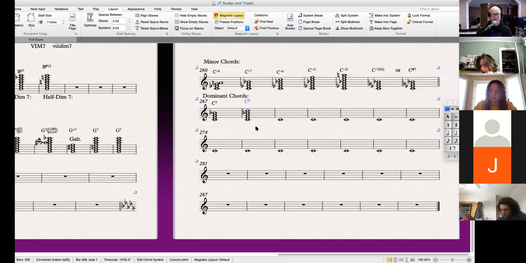And you can guess that's a C9 for the same reasons as the major and minor, it just has a 9th in it. I'm going to jump. We're not going to do an 11 chord. We're just going to do the 13.